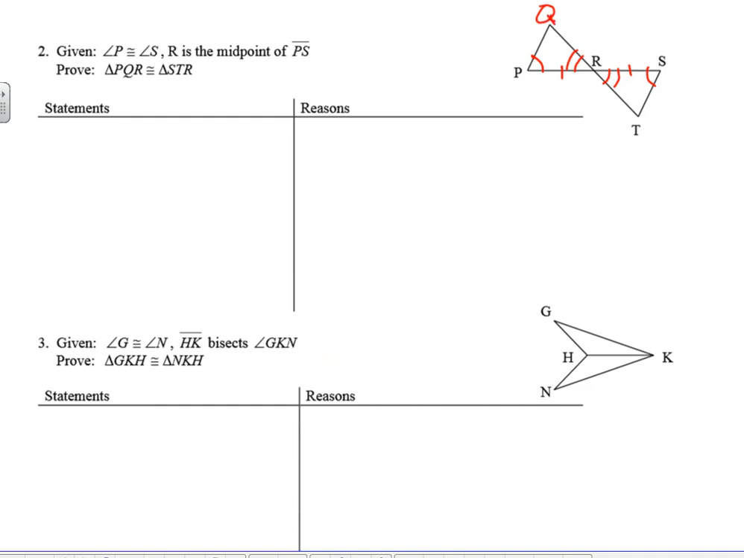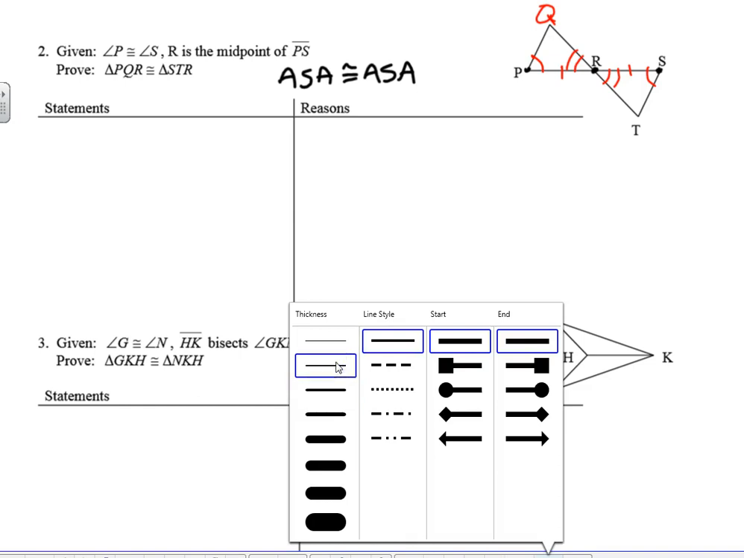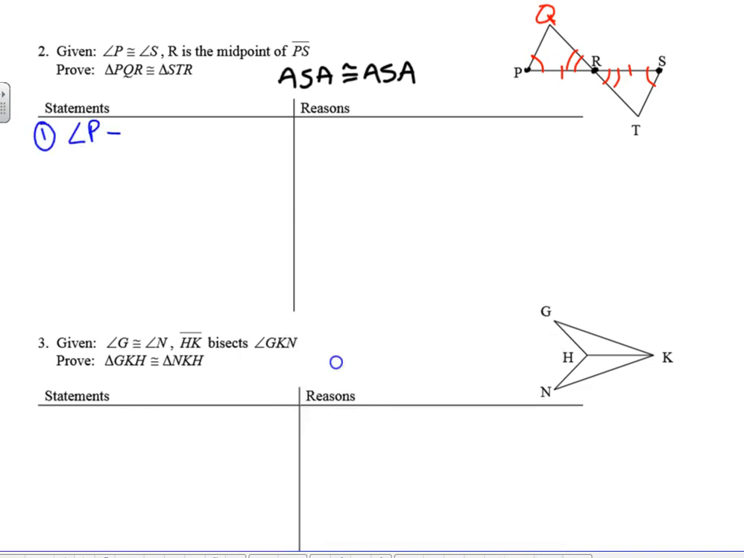Okay, so what could our plan be here? Well, angle, side angle. Notice that the ends of the segment are the vertex of the angle. So that's angle, side angle, congruent to angle, side angle. Okay, let's go ahead and do this plan. All right, so number one, angle P congruent to angle S. And R is the midpoint of PS. Okay, given.